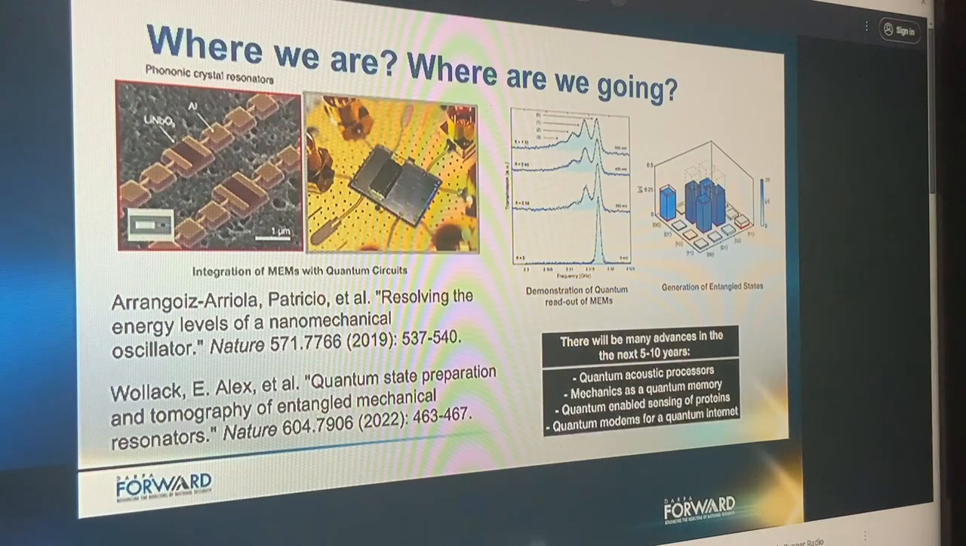And in the next 5-10 years, there's a lot that's going to happen. I think in my lab, we're working on trying to use these types of quantum sensors to sense proteins. We're trying to build quantum memories out of them. We're trying to build a quantum modem to connect these machines over long distances. So, thank you.